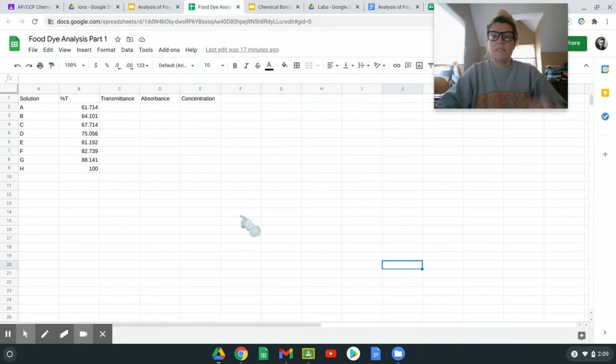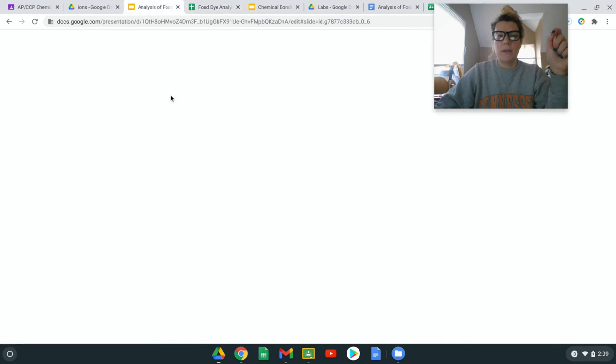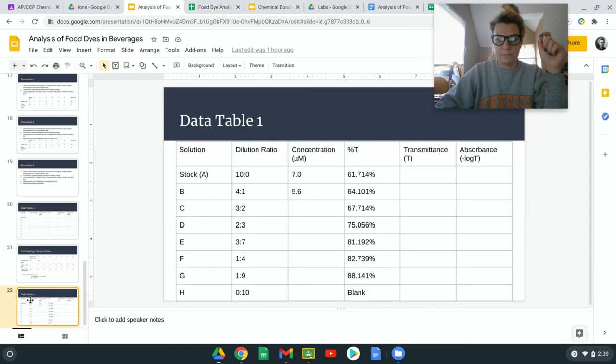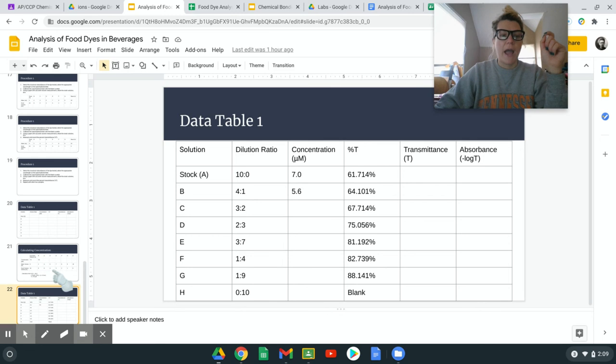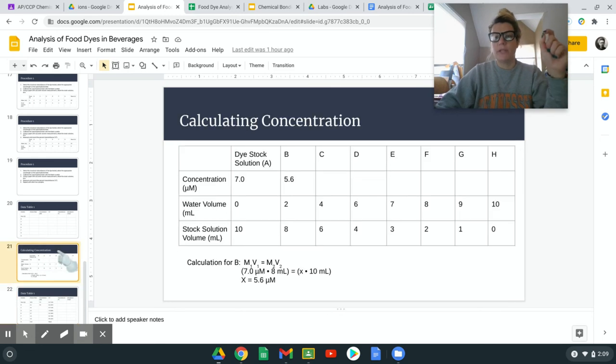Okay, hello. So this is the part where we're going to analyze our data. Before we do that, I want to take a gander at a couple of things. The first being how we actually calculate the concentration that we should have for each sample, based off of the numbers that we're using, okay?